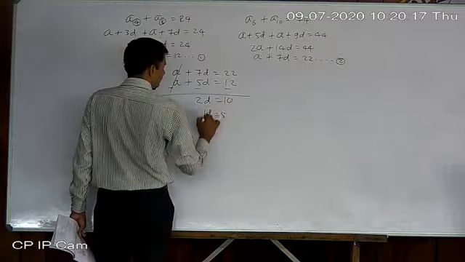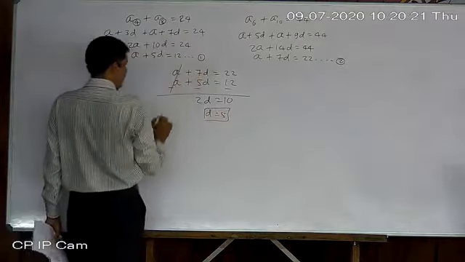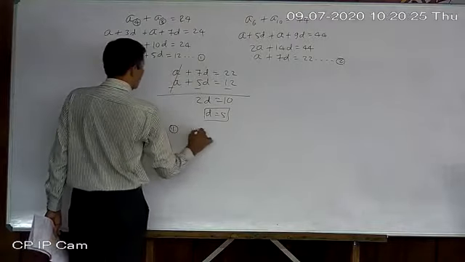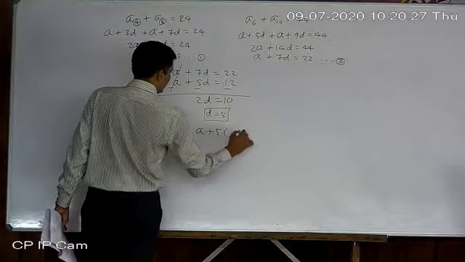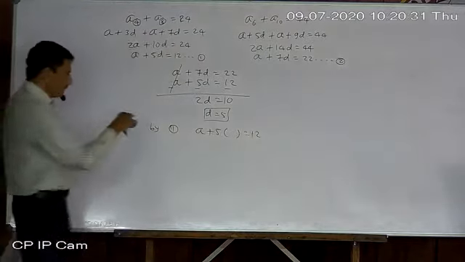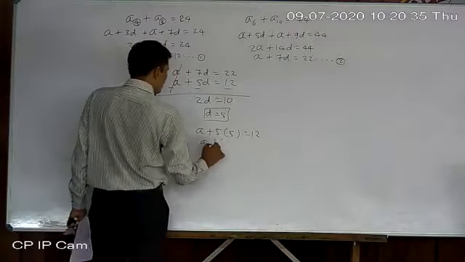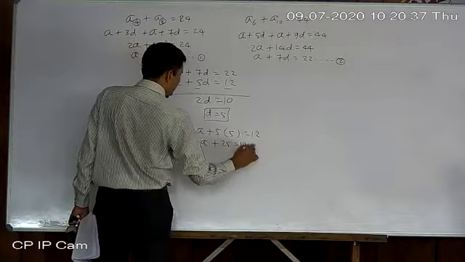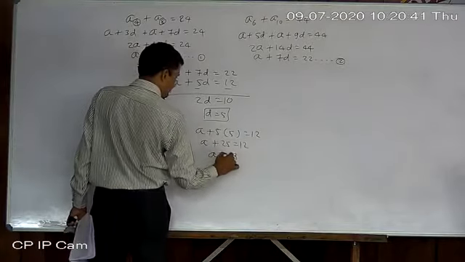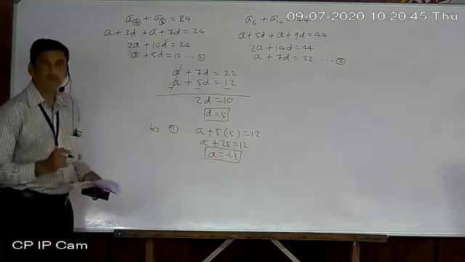Okay. Now use any one. I am using equation 1 only, so A plus 5D equal to 12. Now instead of D, write down its value. So A plus 25 equal to 12. So A equal to 12 minus 25, that is minus 13. So we got D as well as A.